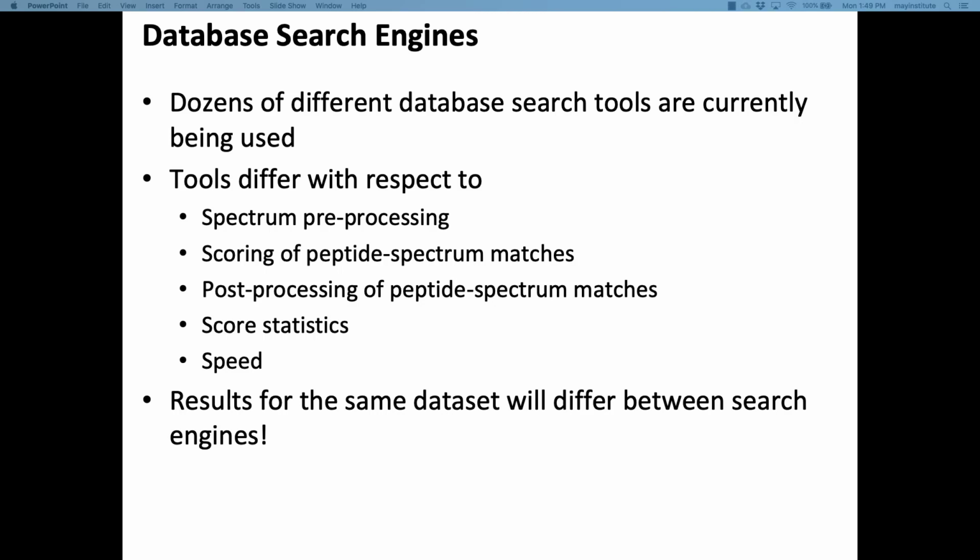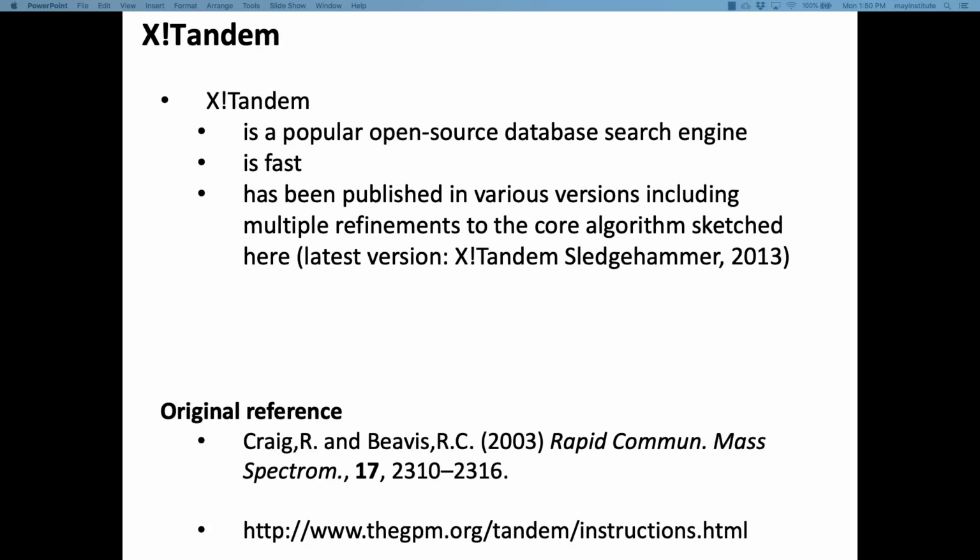So you would hope that if you throw the same data at different search engines that you get the same results. Unfortunately, that is not the case, and that is not surprising, because they use different algorithms, they have different parameters, and then you end up with different orderings in these score lists. So one search engine that is popular, also because it's an open source search engine and is also really fast, is Tandem. And there is a good description of Tandem, at least the way it used to be, in this paper that I've put here on the slide.